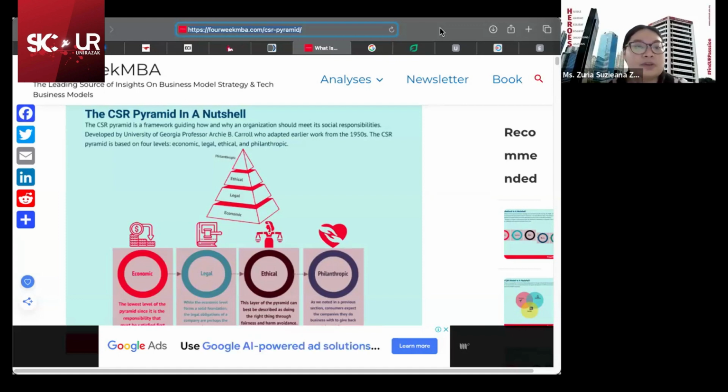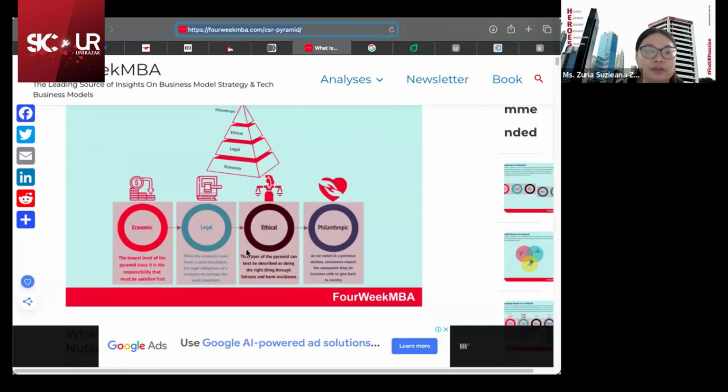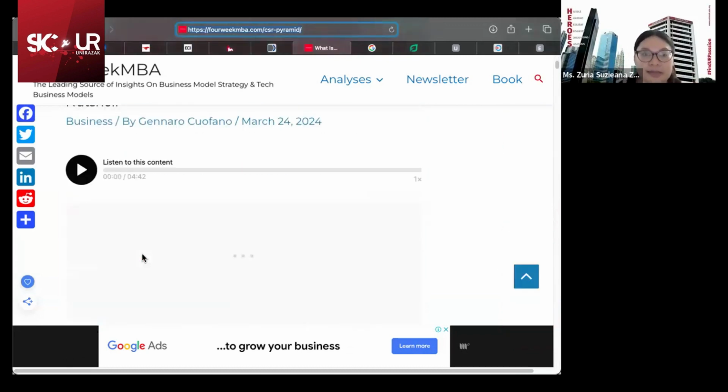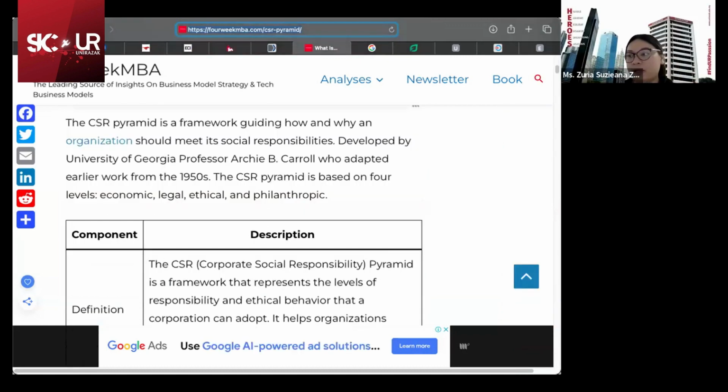So the first one you can see at the bottom here is economic. That is the first level. And then it goes to legal, and then ethical and philanthropic. So what does it mean actually? I have given you a link so you can refer to it.